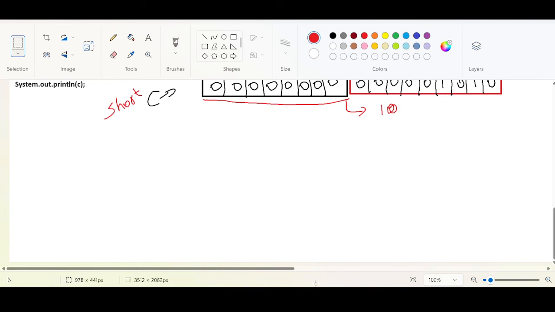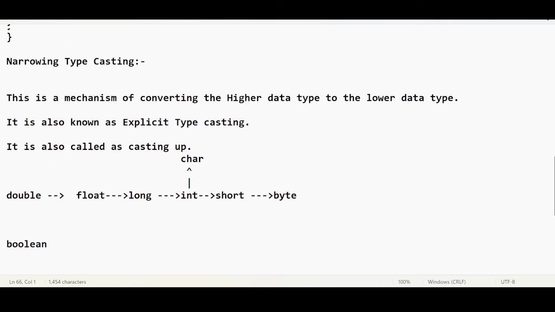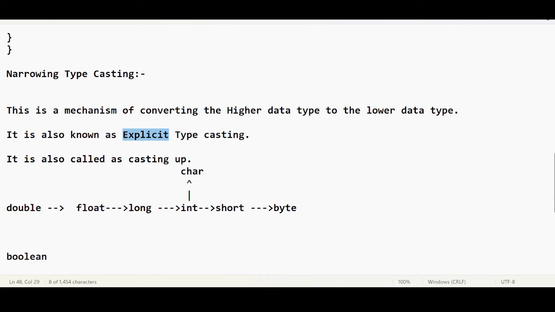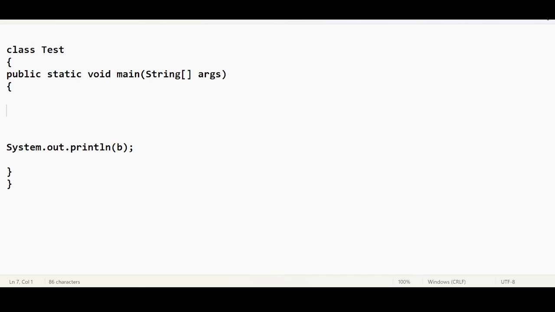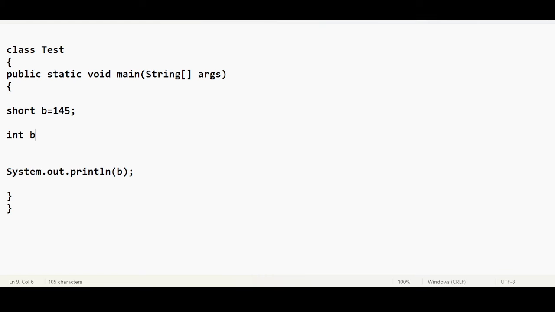So now you tell me, by looking at this theory, it's called explicit typecasting. Explicit means something the programmer needs to take care of. Right? When I do this, integer a equal to, let us say, 170, or not integer, let me keep the example simple. Short b equal to 145. Integer c equal to, not integer, byte.